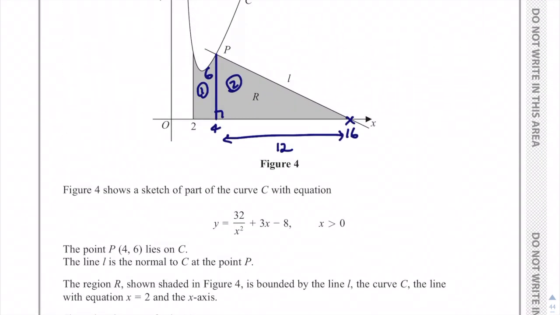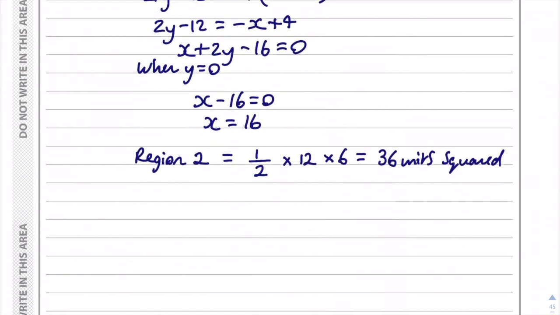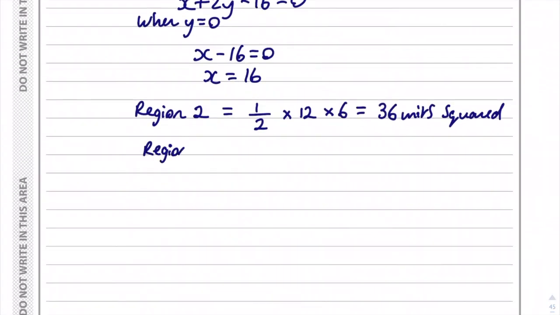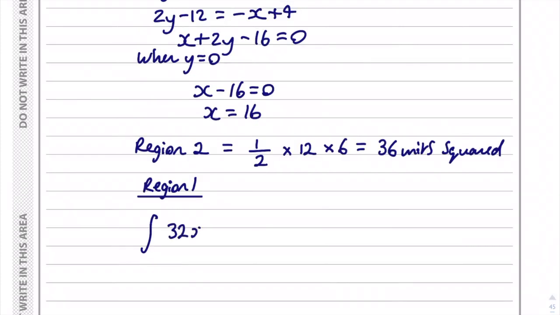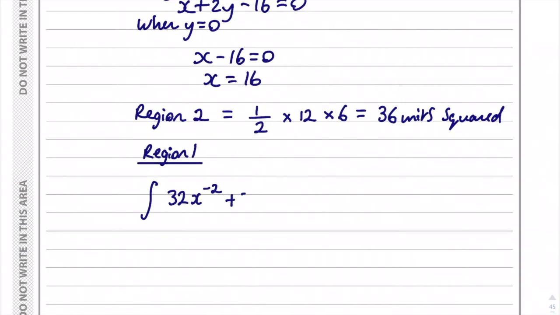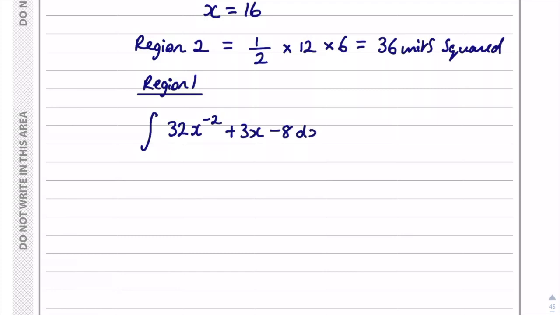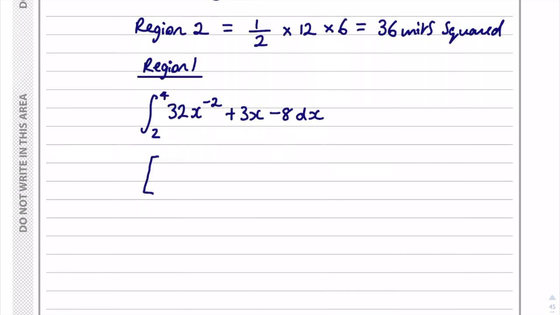Now, region 1 we can work out by integrating the function between x equals 2 and x equals 4. So region 1, we're going to integrate 32x to the minus 2 plus 3x minus 8 with respect to x, between 4 and 2. So what I can do is add 1 to the power, divide by the new power, so I'm going to get minus 32x to the power of minus 1, plus 3x squared all over 2 minus 8x, and I've got my limits of 4 and 2.